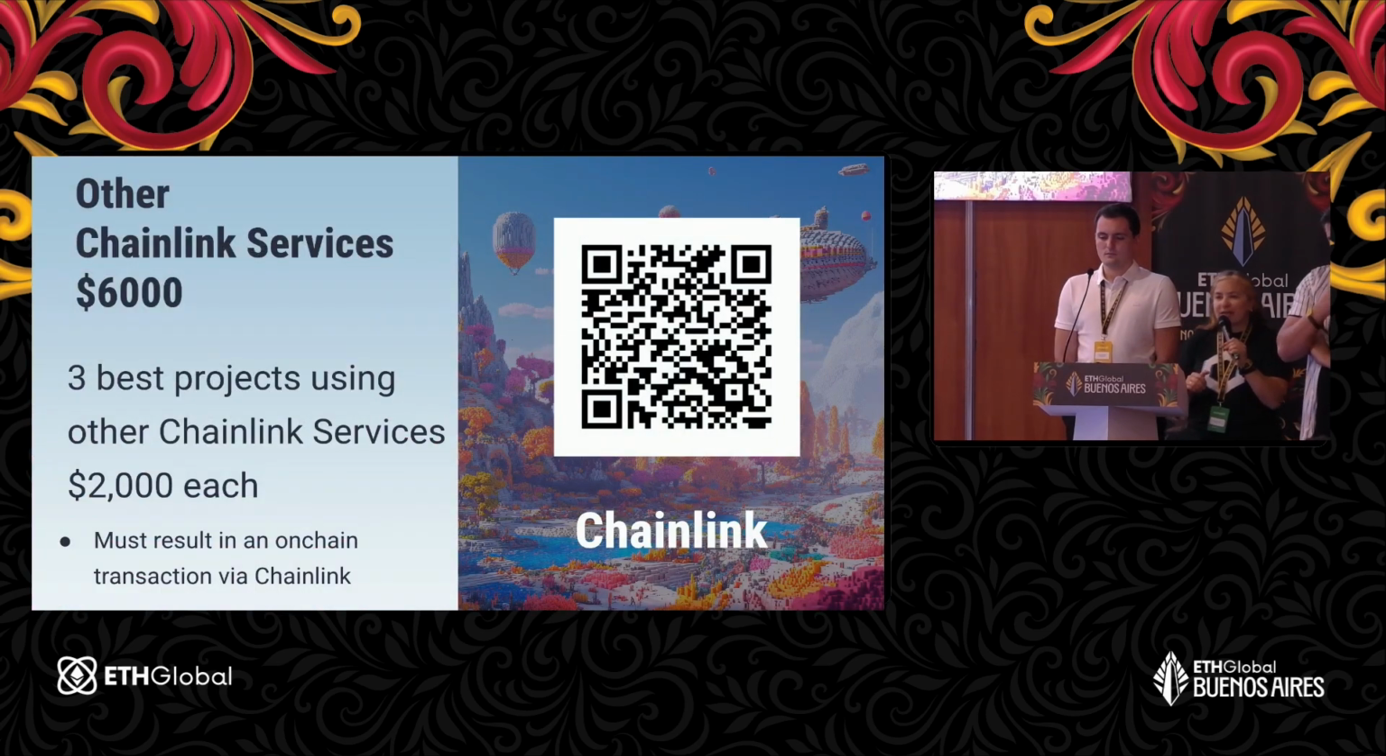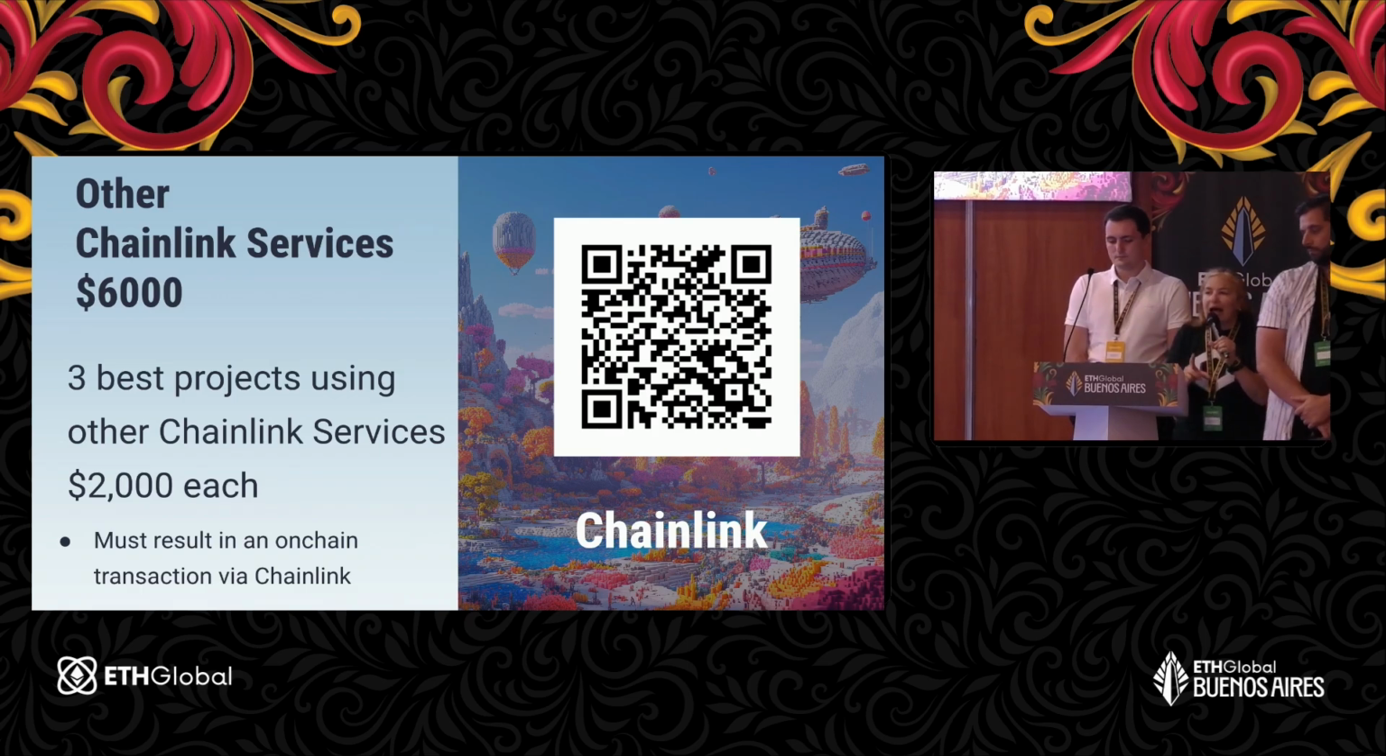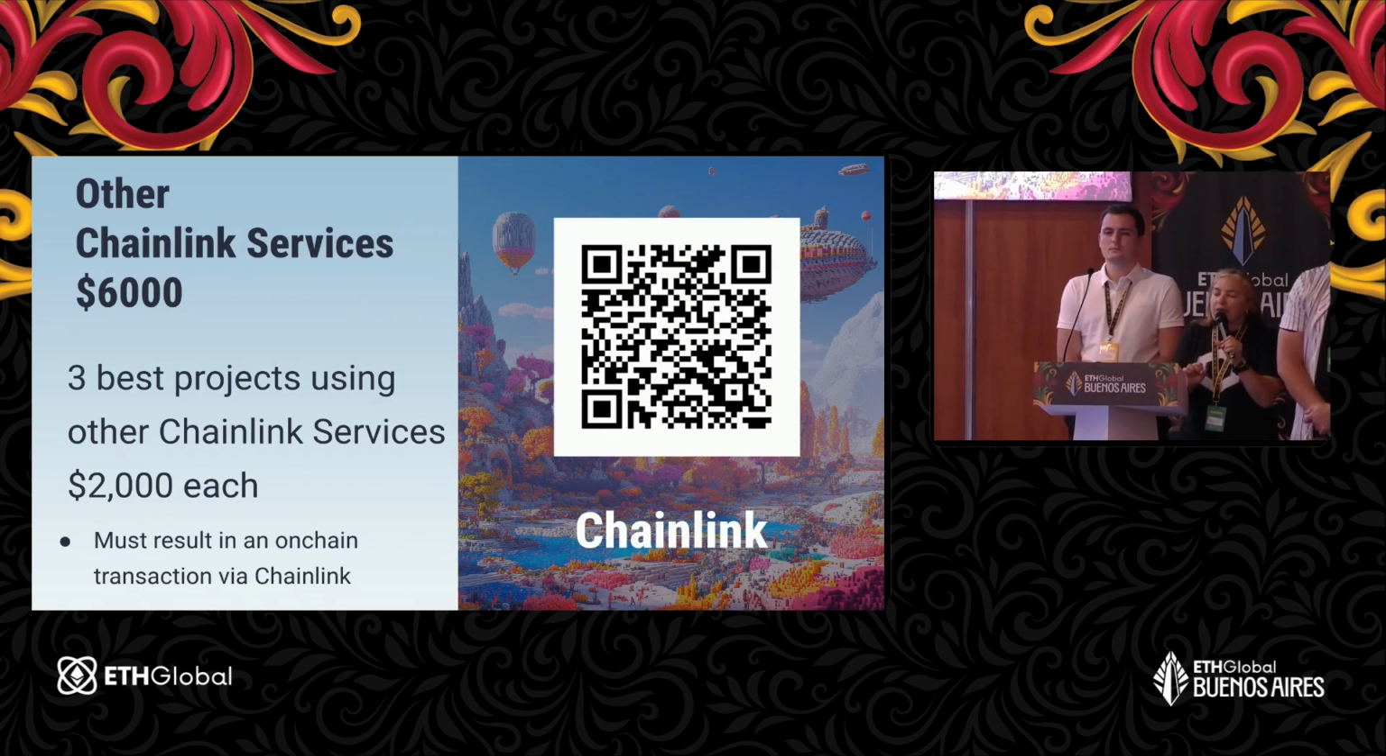And also, if you are using any other Chainlink services, you can win 2,000 each, and maybe we can combine the bounties, and you must do an on-chain transaction to do that. Also, it's important: if you are thinking of using Functions or Automation, please use CRE. That will be better than them now, okay?